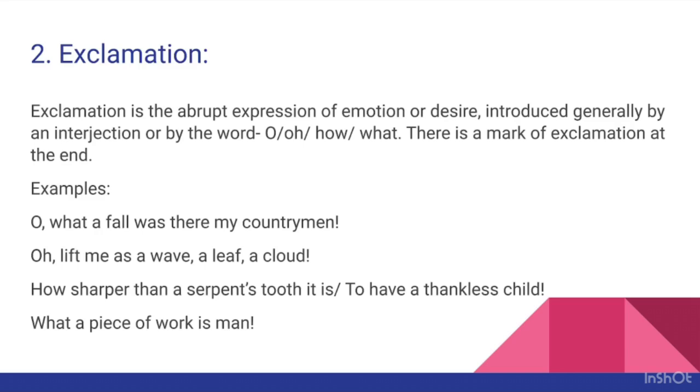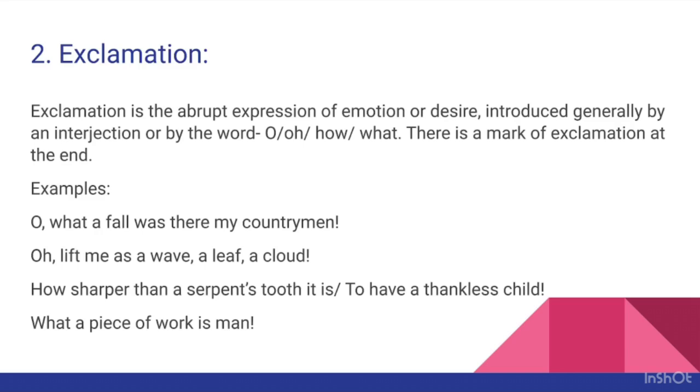Then, oh, lift me as a wave, a leaf, a cloud. So you can see that there is an expression of emotion and it is introduced by the interjection. In both examples, the interjection is O, and both sentences carry exclamatory marks. The remaining two are also like that. How sharper than a serpent's tooth it is to have a thankless child. So, an expression of emotion introduced by the word how. What a piece of work is man. Again, the expression of emotion is introduced by the word what.